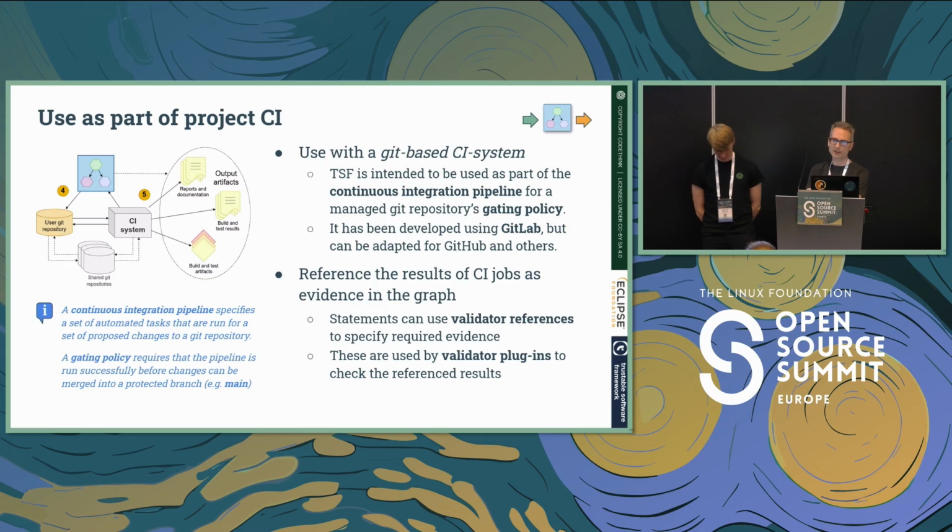So the key is we're using this as part of a project CI because we want to be able to check the effect of that CI process on our graph as well, because our graph is the thing that's guiding all of our principles. And this means that we can reference the results of CI jobs as evidence in the graph, because we're then going to, as part of a job in our CI, update the graph and say, right, let's check later on to see whether that test result actually exists, or whether the range of values I needed to see from that test result actually hit the thresholds I was looking for.